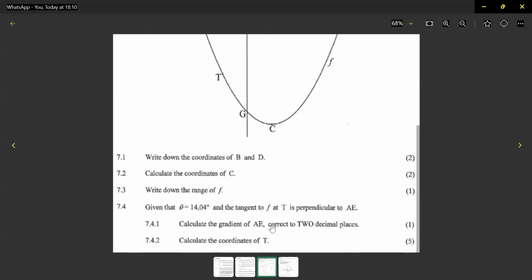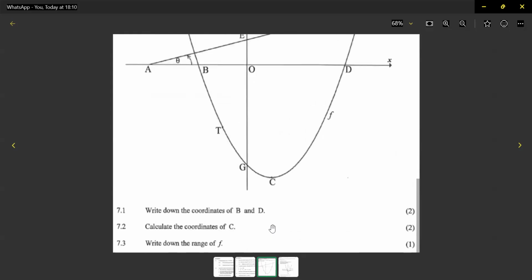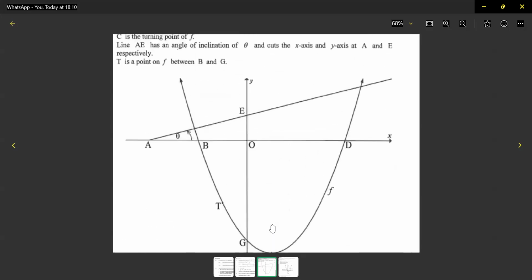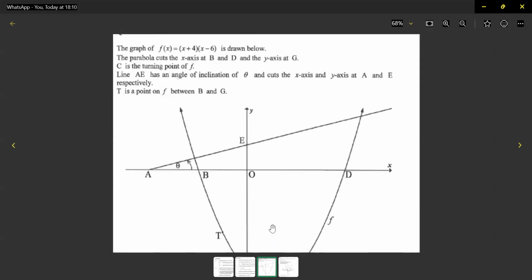So they say to us, write down the coordinates of B and D. Don't calculate them, write them down. Well, the reason why they say write them down is because the function is already factorized. So what you're going to do here is equate the whole function to 0, and then you solve for x, right?